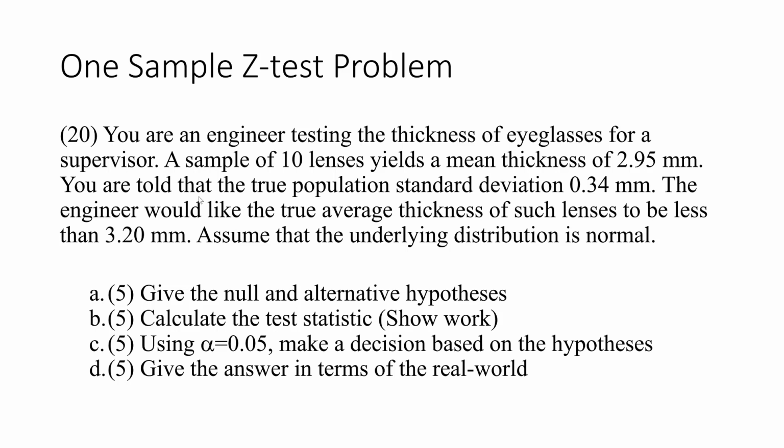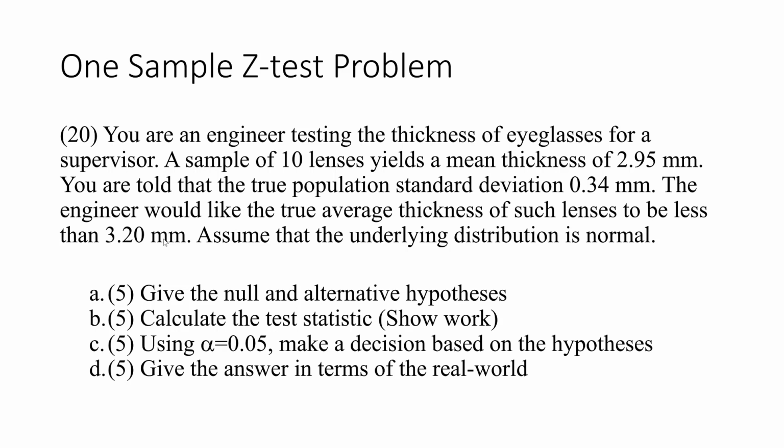Finally, we need to understand what direction the alternative should take, and we can get that right from the problem. The statement says the engineer would like the true average thickness of the lenses to be less than 3.2. So what that tells us is the alternative hypothesis here will be that the mean is less than 3.2.